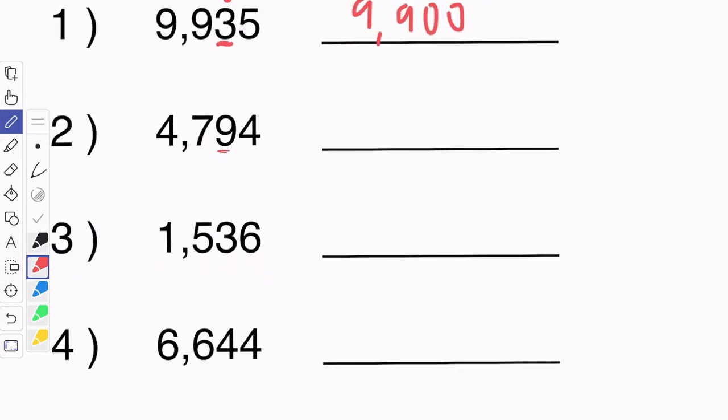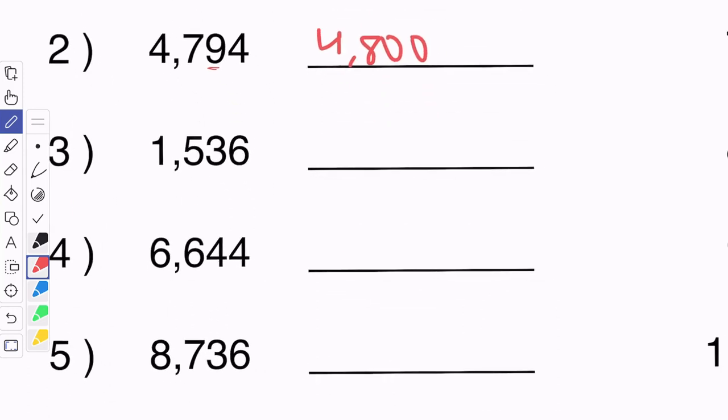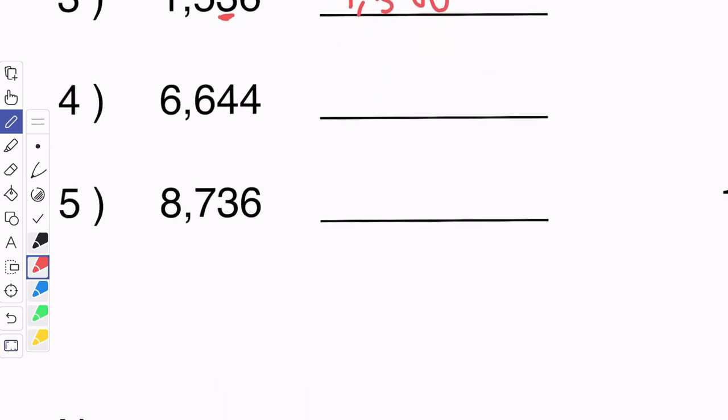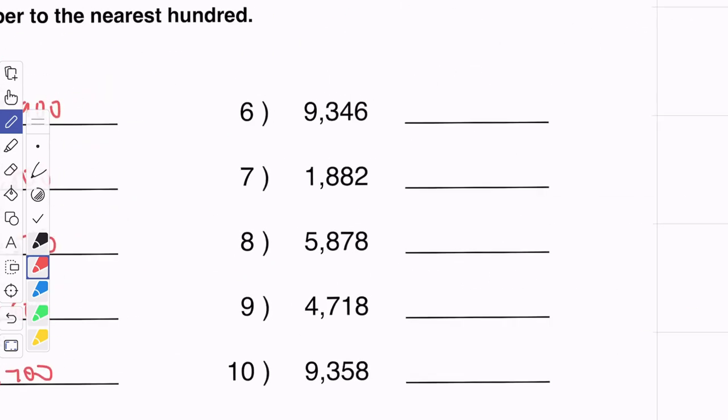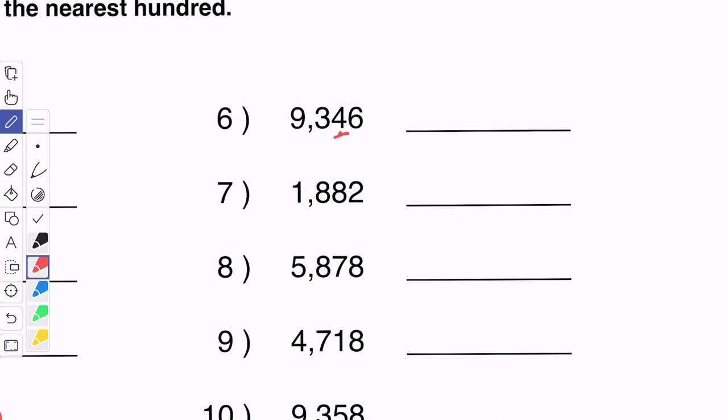So for this one, we're going to look at this 9. So that means we're going to round up. So it's going to be 4,800 for this one. Ours is 3. That's less than 5, so we're going to round down. 4 is less than 5, so we're going to round down to 600. This one is less than 5, so we're going to round down to 700. 4 is below, so we're going to round down to 300.